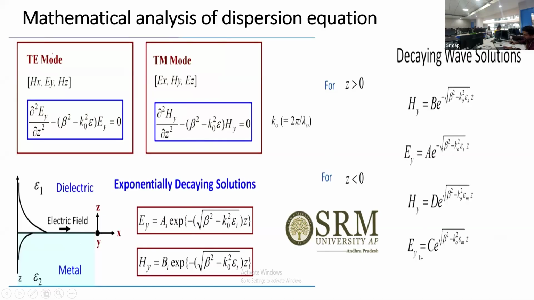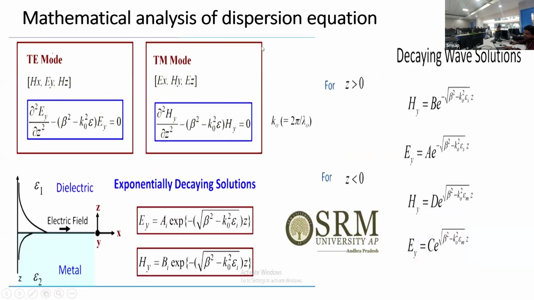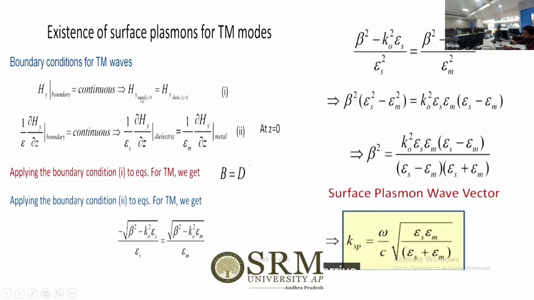Now, applying the boundary conditions for TM waves, the first boundary condition is that the tangential component of the magnetic field, because I'm taking TM analysis here, not TE analysis, only TM analysis. So Hy is continuous at Z equal to 0, between metal and dielectric. And the second boundary condition is dou Hy by dou Z, the variation of the wave, is also continuous. So that is the second boundary condition.